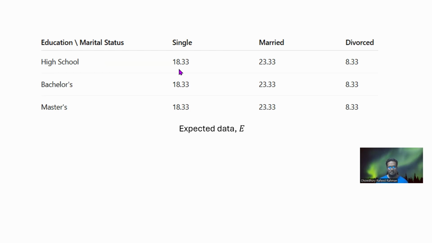Now, understand that here, by chance, the rows became equal and by chance, the columns became equal, but they don't have to be equal. They can be unequal as well. So that's no big deal. Next thing we want to do is get the chi-square table. So how do we get that?